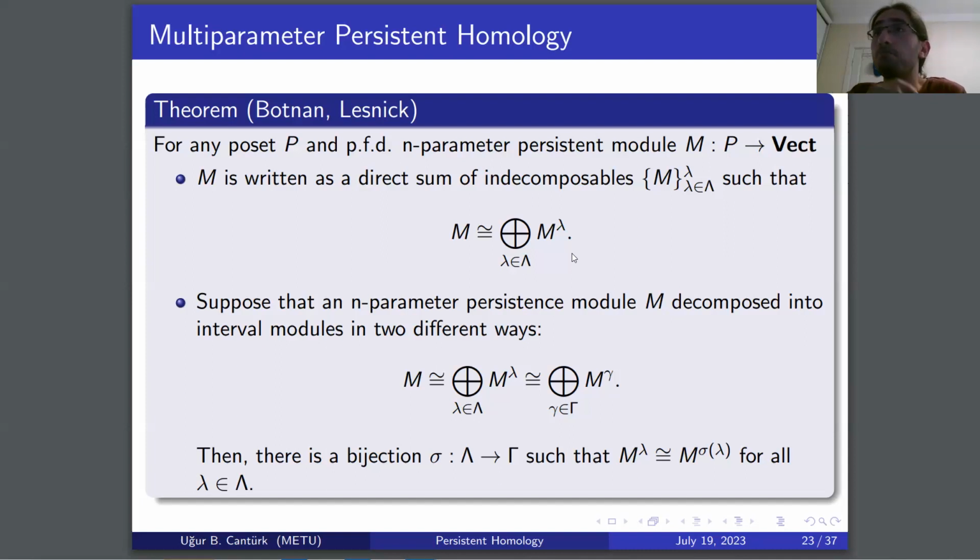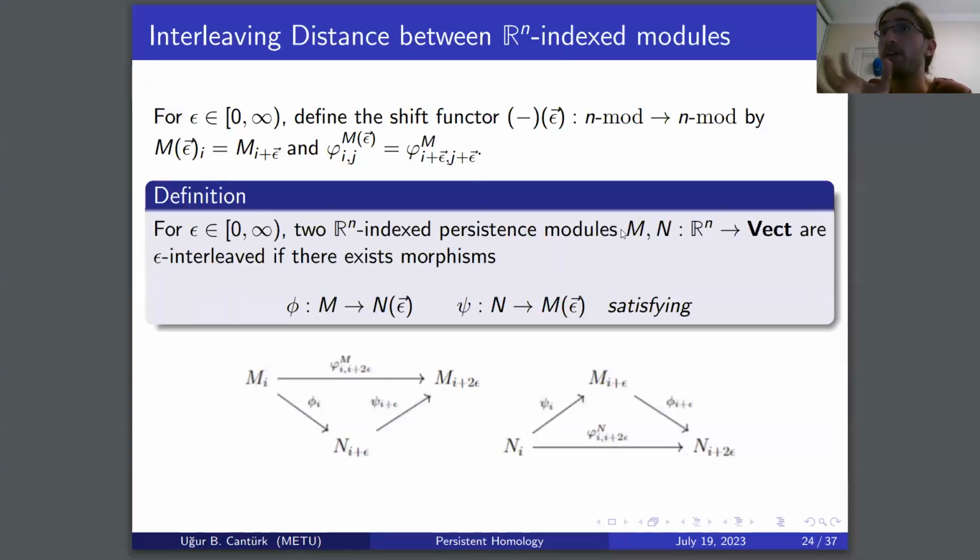So this just implies a question: how can we compare given persistent modules, for example? The argument is we can compare them by considering distances. Here, distance means actually a pseudometric. Sometimes it is a metric over some restricted categories, but generally we are saying that it is an extended pseudometric. The first one is the interleaving distance. We are defining it over R^n-indexed persistent modules.